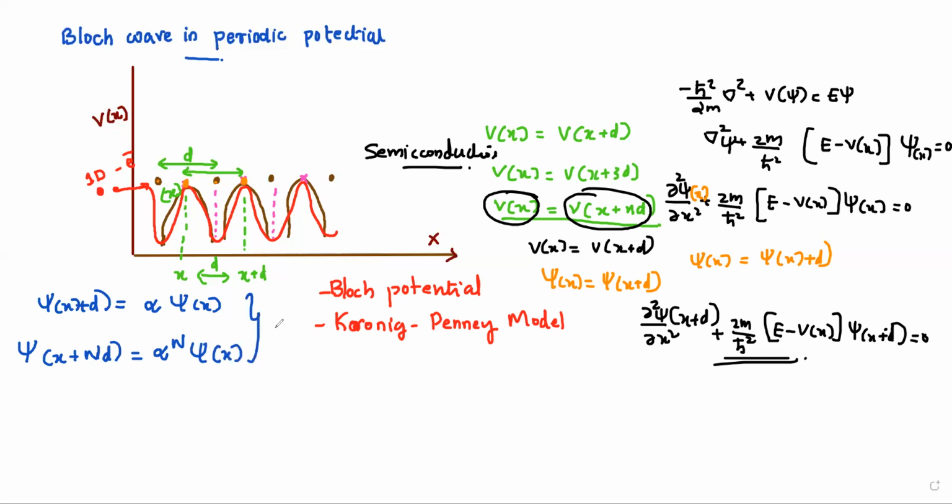into psi of x. Let us consider it as equation number A. This is one of the equations that we require to explain the Bloch theory. And from this equation, we can see that psi of x plus nd equal to alpha raised to n into psi of x.